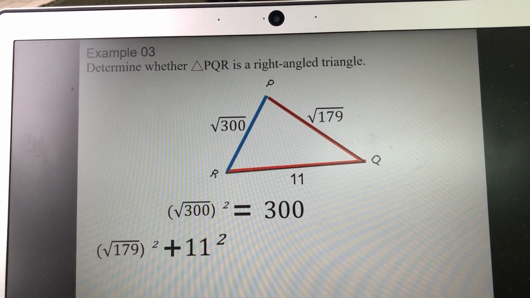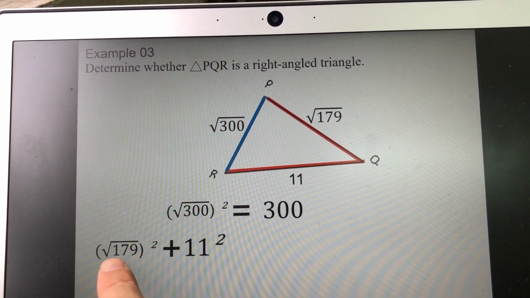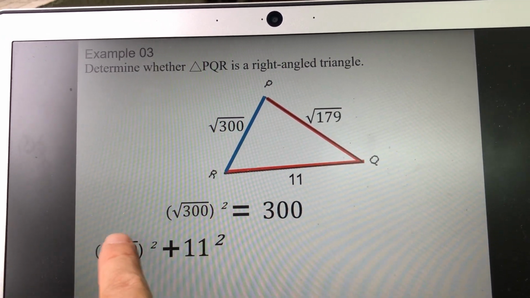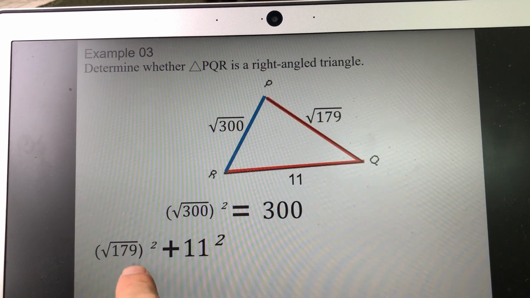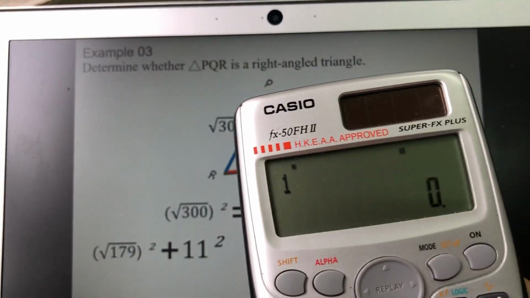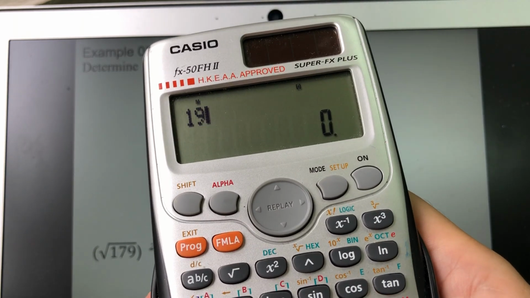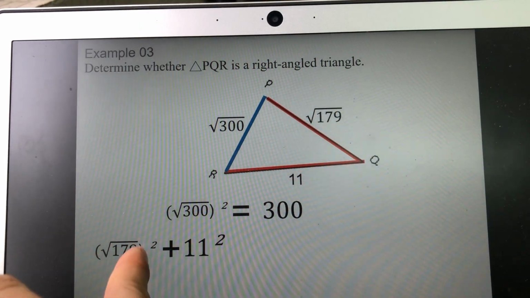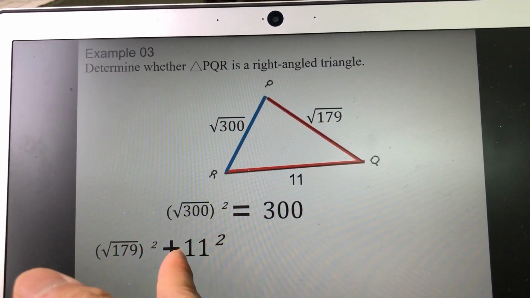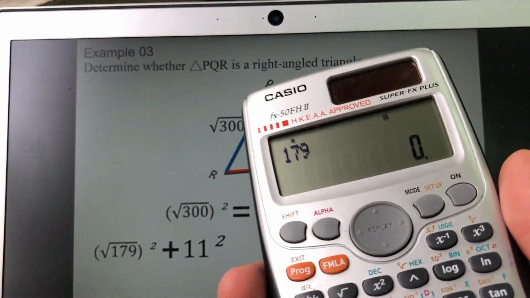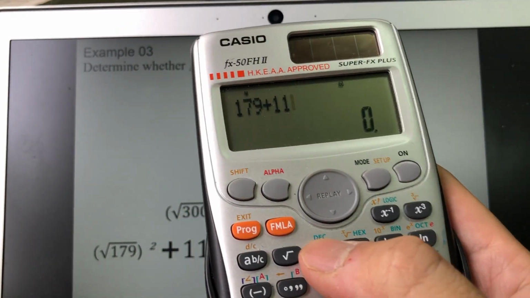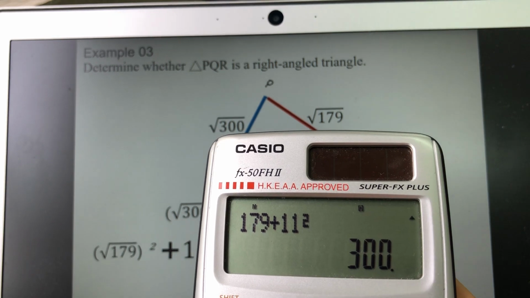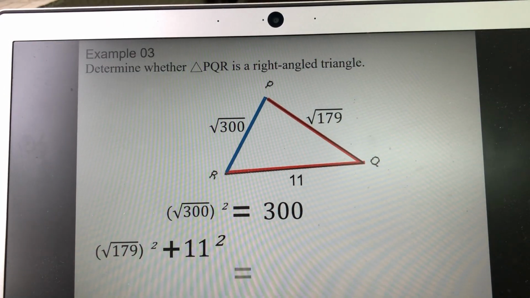Okay, so first of all, the first part, is there anything that we could cancel out to simplify? Yes, square and square root could be simplified, so the result is just 179 only. We've got this, because square and square root could cancel each other. And then plus 11 square. 179 plus 11 square. Am I right? What is that? Oh, it is 300. So it is equal to 300.